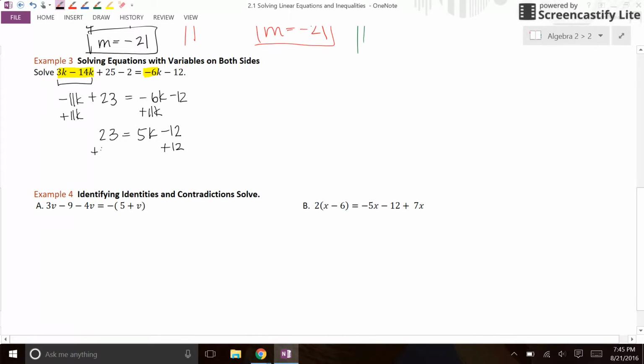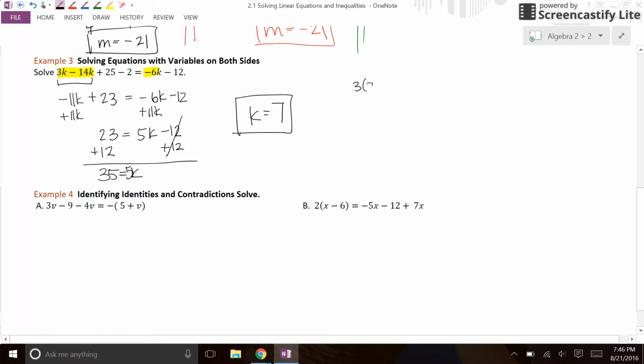Now, why am I adding? Because it was subtracted on the right side. So I'm going to do the opposite. So they cancel out on this side. And whatever I did on one side, I got to do the other. So that's 35 equals 5k. And lo and behold, I get k is 7. And again, good choice would be to check it out.